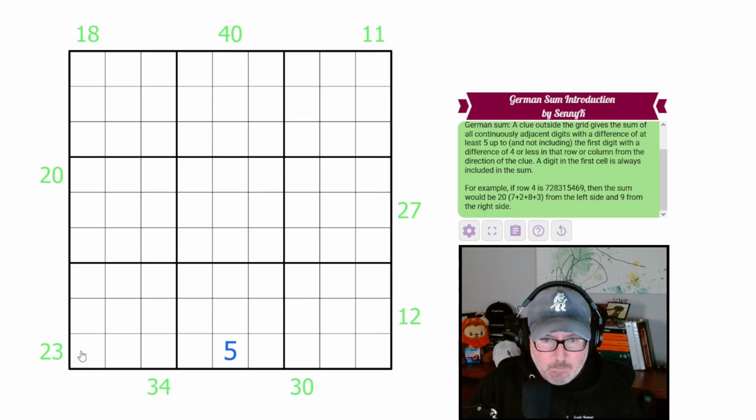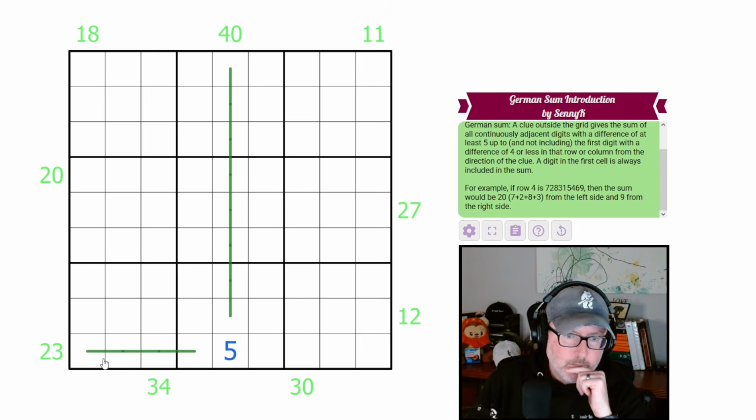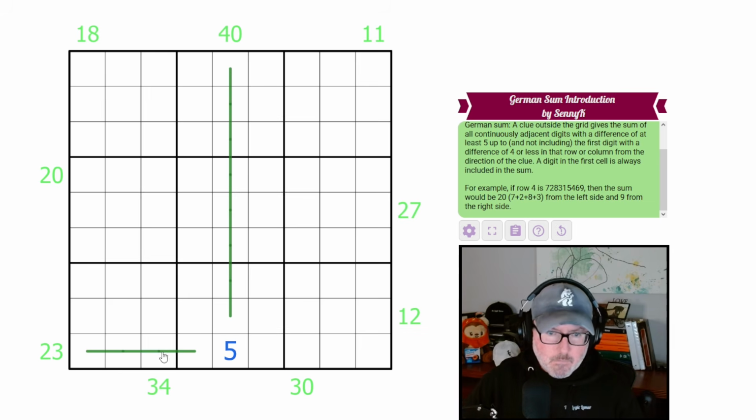Now we can start making lines as well. Ooh, get back on the track there, buddy. So we can keep it as a concept of how this is going to work.